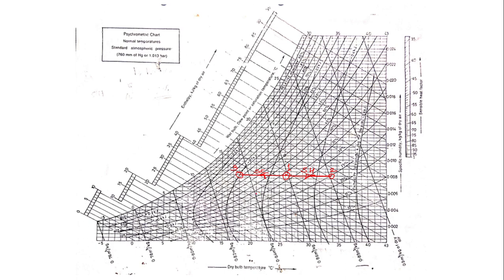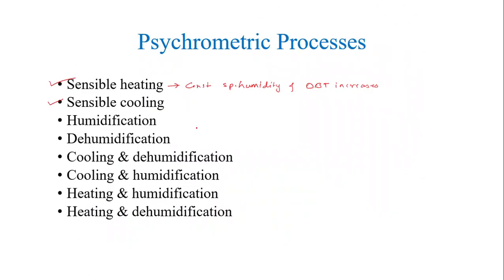So this process from point number 1 to point number 3 is the sensible cooling. Initially the temperature was 26 degrees Celsius, and due to sensible cooling, temperature has reached, let's say, 18 degrees Celsius. However, during this entire process of sensible cooling, the specific humidity remained constant. Fine. So this is the sensible cooling process. Then you have the humidification.